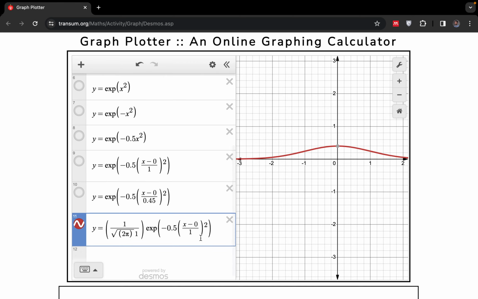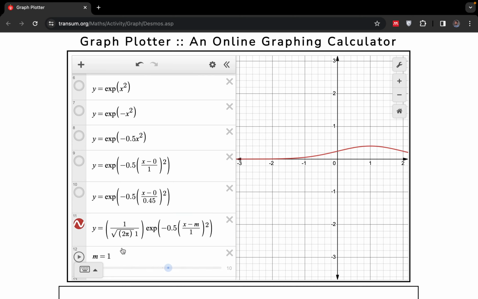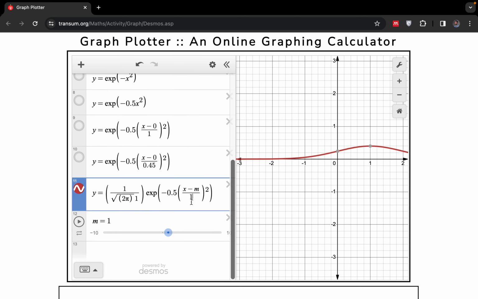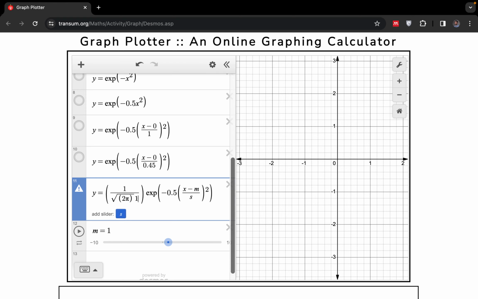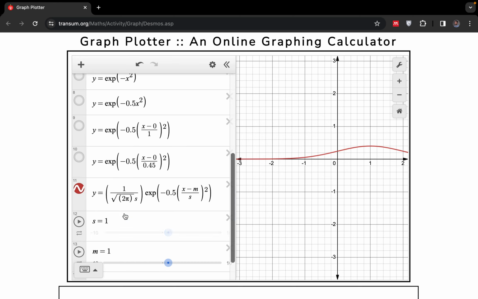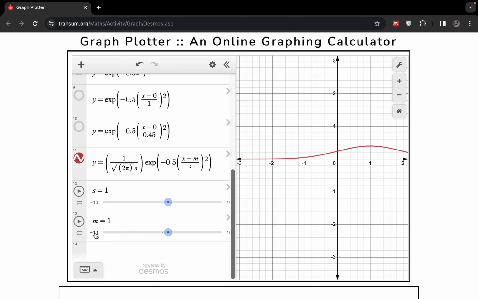So one way to do this, let's just call this M and add a slider to this. M is the mean, right? And let's just call this S for the standard deviation. Now this S is out of this square root, and let's just add the sliders for both of them. Let's vary the mean from -3 to 3 in steps of 0.01, and let's move the standard deviation from 0 to, let's just say, 0.8 within steps of 0.01.